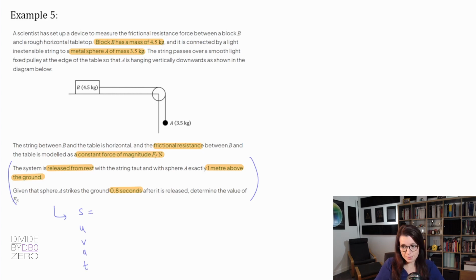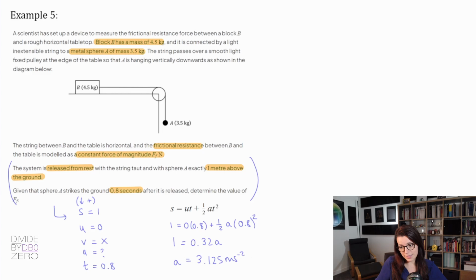So we know the displacement is 1, the initial velocity is 0 because it's released from rest, final velocity don't know, don't care, A we do care about, and T is 0.8. And this is taking down as the positive direction there. We find the suvat equation that does not involve V, which is here, and we sub in. We simplify and we solve for A to get 3.125 meters per second squared.